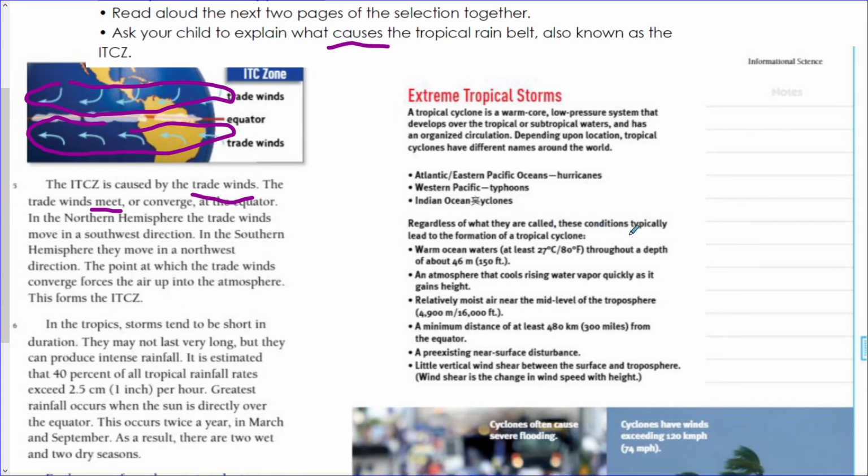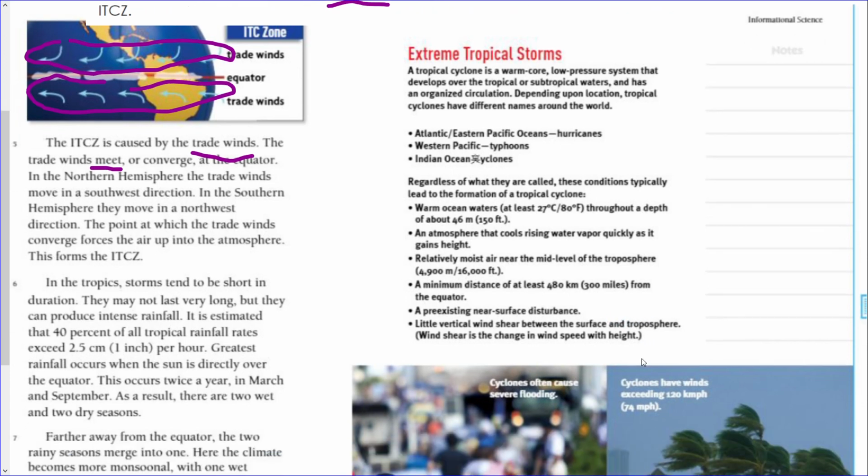Regardless of what they're called, these conditions typically lead to the formation of tropical cyclones. Warm ocean waters, at least 80 degrees, throughout a depth of about 46 meters or 150 feet. An atmosphere that cools rising water vapor quickly as it gains height. Relatively moist air near mid-level of the troposphere. A minimum distance of at least 480 kilometers or 300 miles from the equator. A pre-existing near-surface disturbance. And little vertical wind shear between the surface and the troposphere. Wind shear is the change of the wind speed with height.